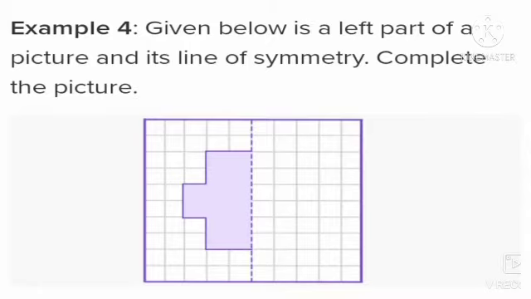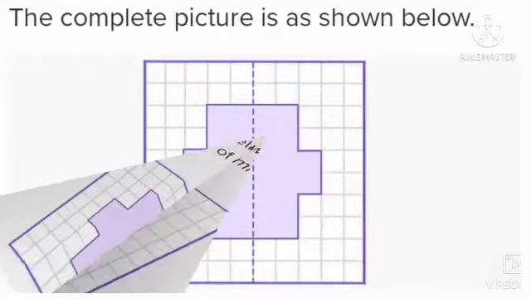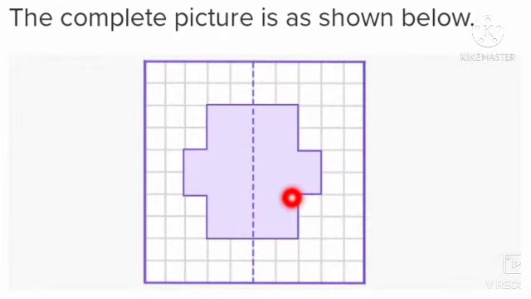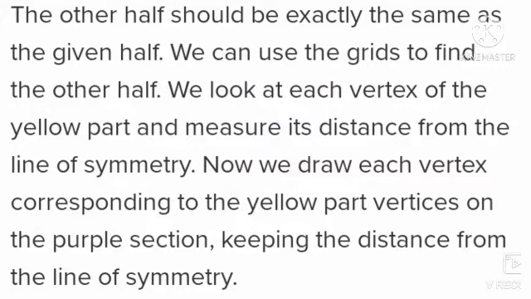Children, now let us see an example. Given below is the left part of a picture or a shape and its line of symmetry is given. Compare the picture and draw the other half of the shape. So line of symmetry means that it divides the given shape into two equal parts, isn't it? So it divides equally. So you have to draw the other part. The complete picture is as shown below. The other half should be exactly the same as the given half.